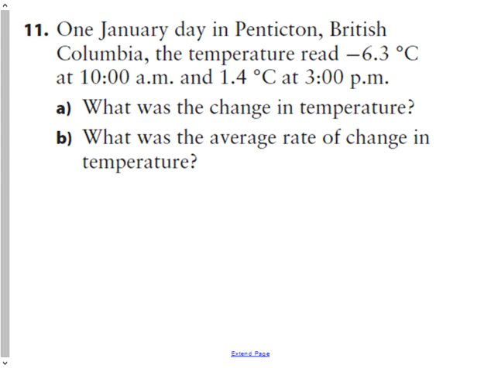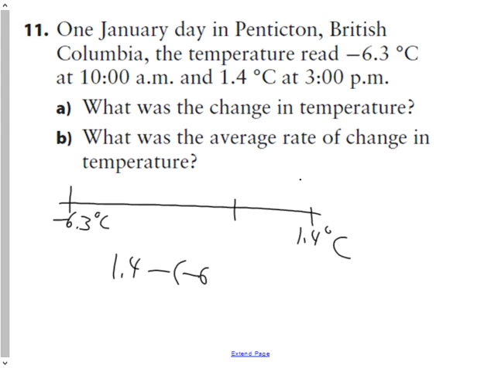Question 11. One January day in Penticton, British Columbia, the temperature read negative 6.3 degrees Celsius at 10 and 1.4 at 3. What was the change in temperature? So this one, again, exact same question. Negative 6.3, positive 1.4 degrees Celsius. So again, if I find the difference between the high temperature and the low temperature, that will tell me the difference is 7.7 degrees. That's your A. What was the change in temperature?